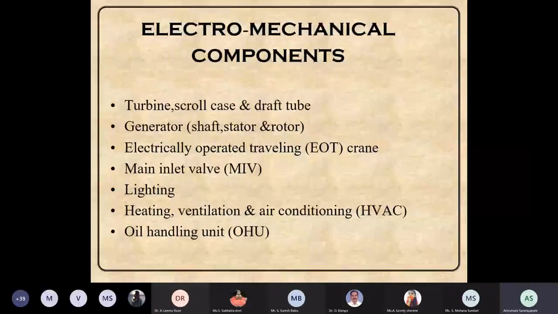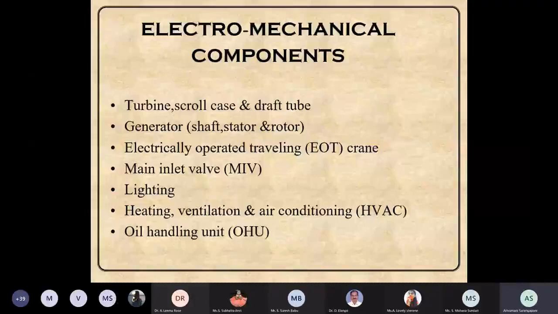And generator, you know that one. The generator will have the stator, rotor and shaft. Then the EOT crane, that is electrical overhead travelling crane. EOT is very important in all powerhouses, just to carry out the repair work and service work in the powerhouse area.